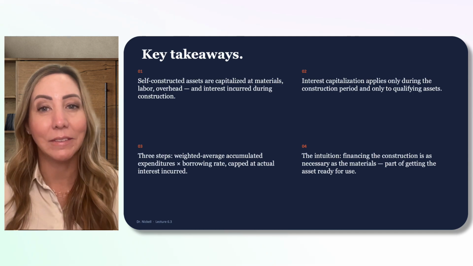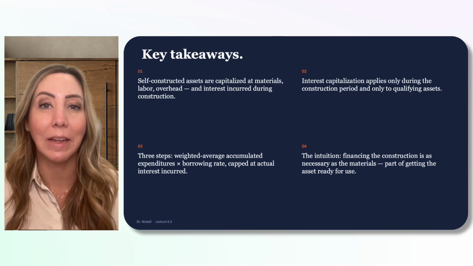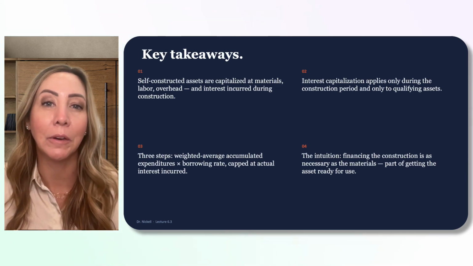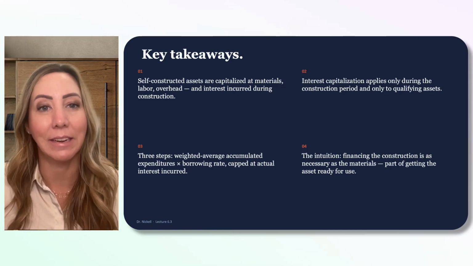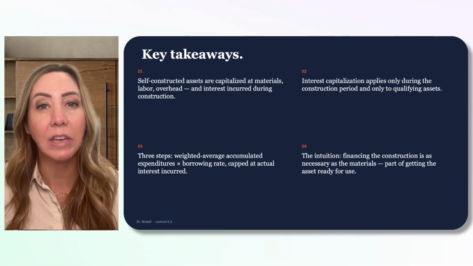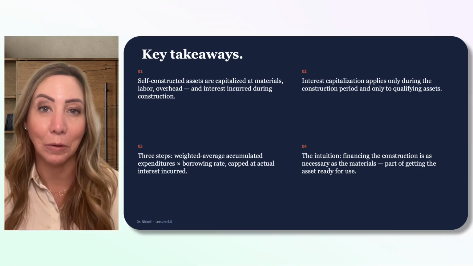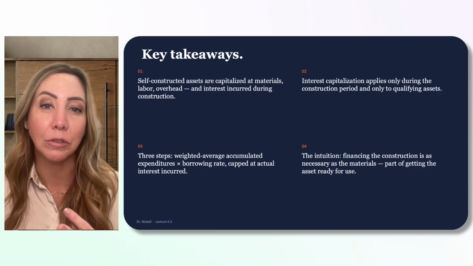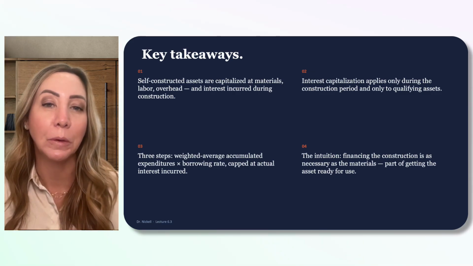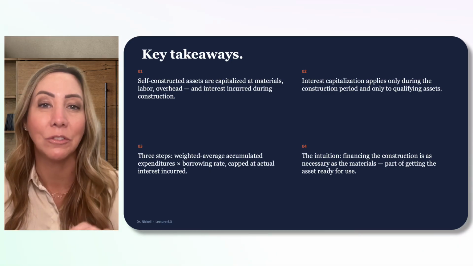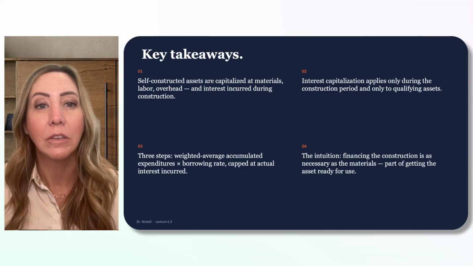So to summarize, self-constructed assets are capitalized at materials, labor, overhead, and interest during construction. Interest capitalization applies only during the construction period and only to qualifying assets. The mechanics are 3 steps: weighted average accumulated expenditures times the borrowing rate, capped at actual interest incurred. And remember the intuition. Financing the construction is just as necessary as the materials, so it's part of getting the asset ready for its intended use.